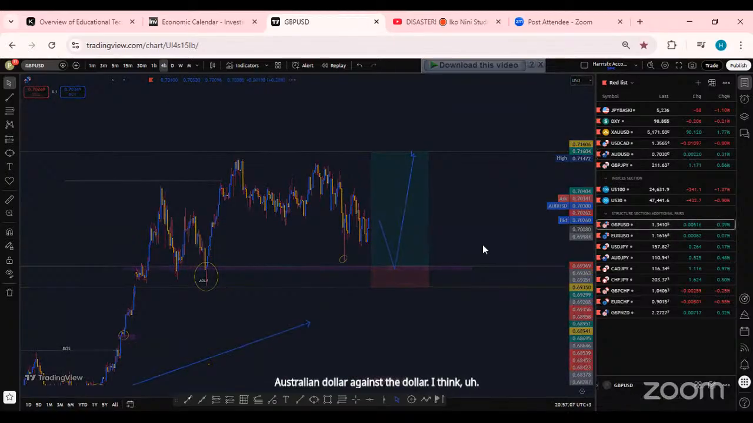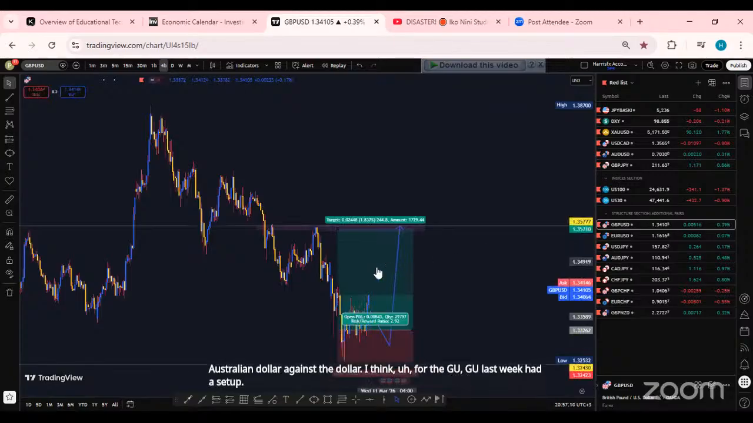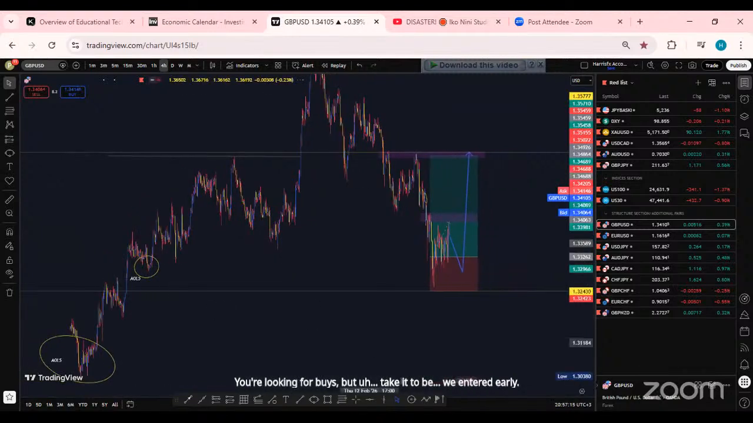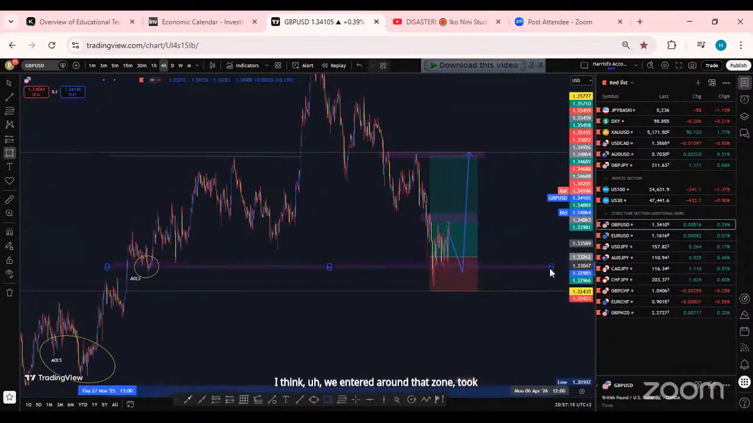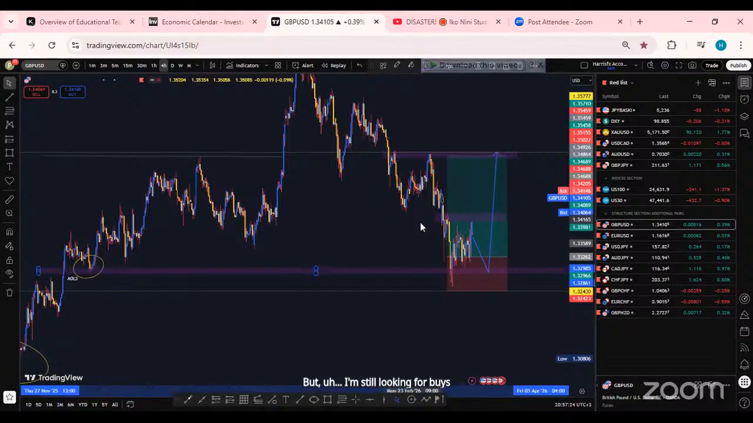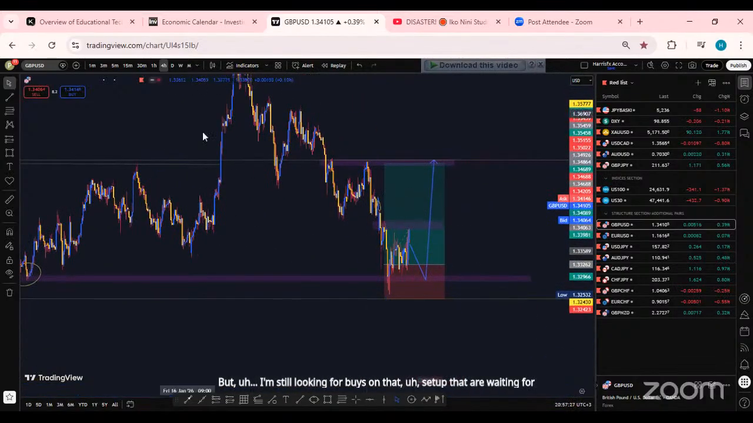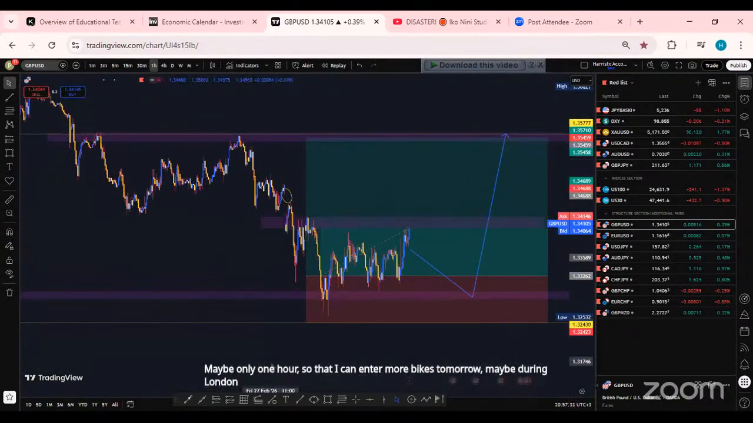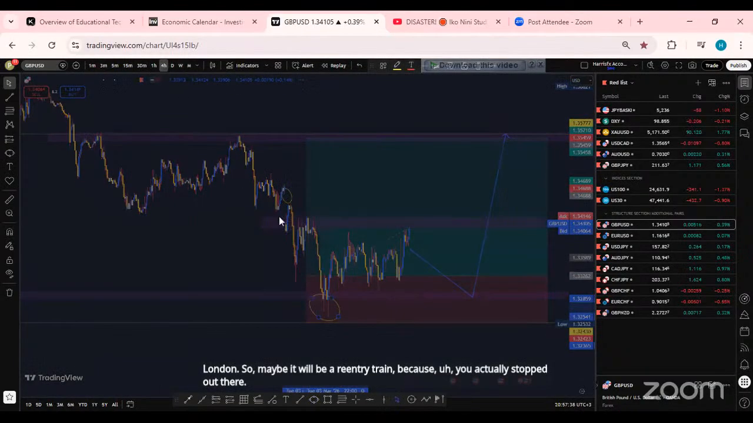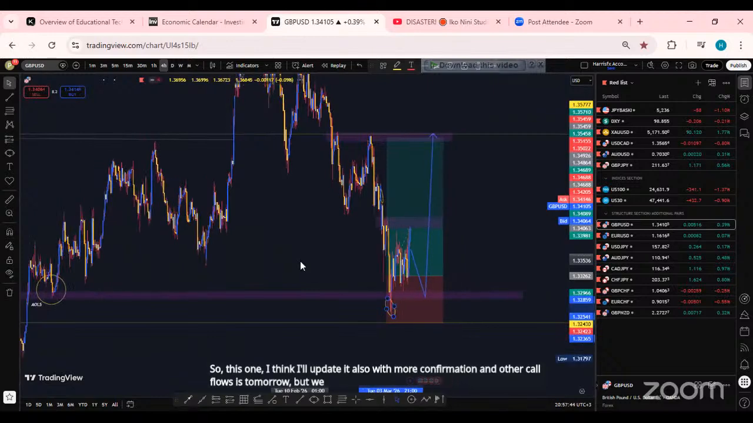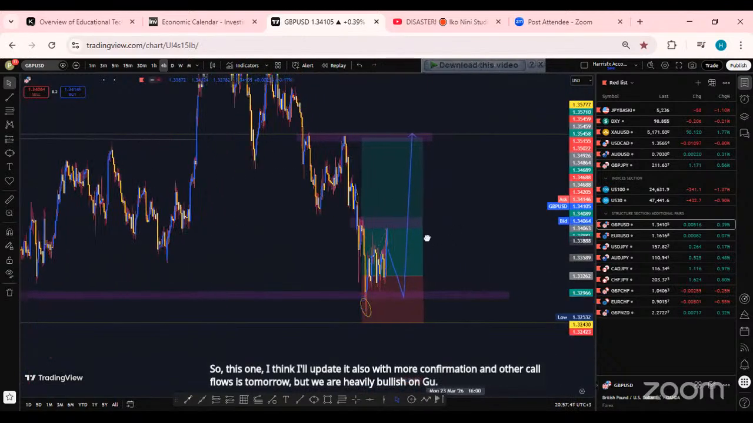For GU last week we had a setup. We were looking for buys, but I think we entered early, around that zone, and it took us out. Still looking for buys on that setup, but waiting for better confirmation on maybe the 1 hour, so that I can enter more buys tomorrow, maybe during London. It will be a re-entry trade because you were stopped out there. I'll update it with more confluences tomorrow, but we are heavily bullish on GU tomorrow morning.